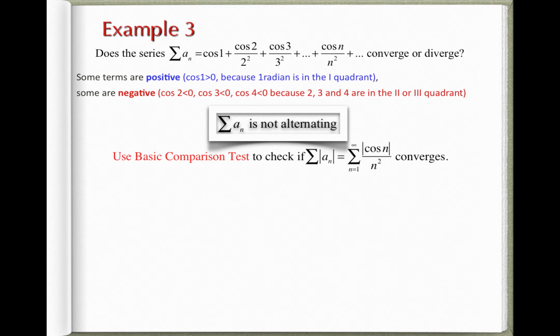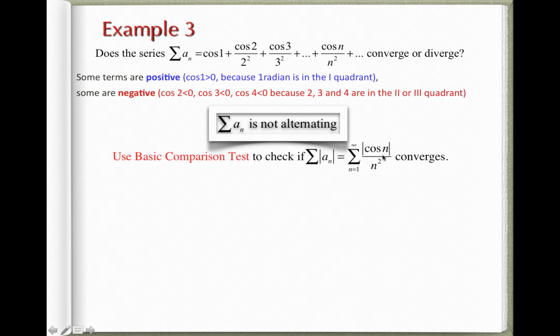Absolute convergence. The first thing we're going to do is use the basic comparison test, and we're going to take the absolute value of our terms here. Technically, I probably should have shown you that I wanted to take the absolute value of the cosine of n over n squared. But hopefully most of you are catching on that the denominator will always be positive anyway, and so suffice it to say that the absolute value of our numerator over n squared is logically equivalent to the absolute value of a sub n.